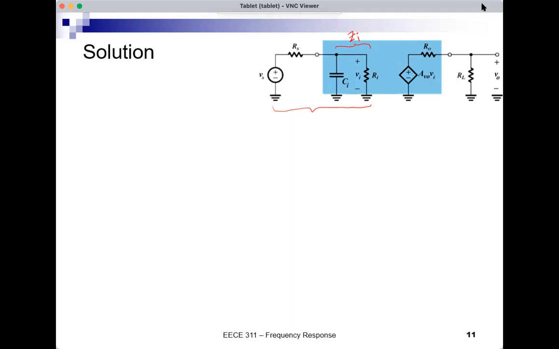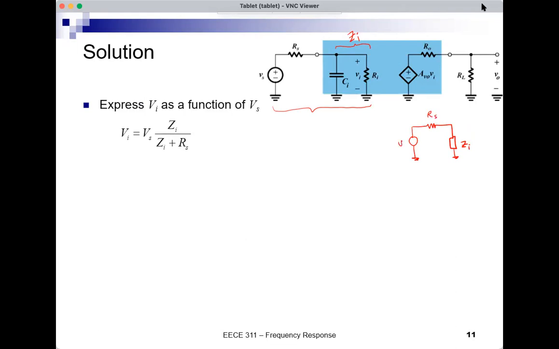So now Zi and Rs form what we call a voltage divider. So here's Vs, here's Rs, and here's Zi. Zi is an impedance, which is the parallel combination of Ri and Ci. This is Vs, and this is Vi across Zi. So that's a voltage divider. This is a very useful formula when I have such a structure.